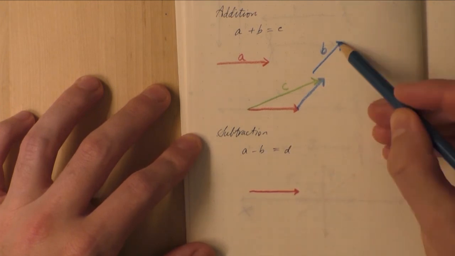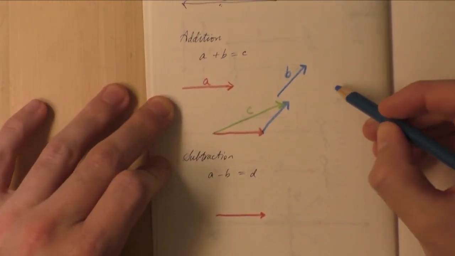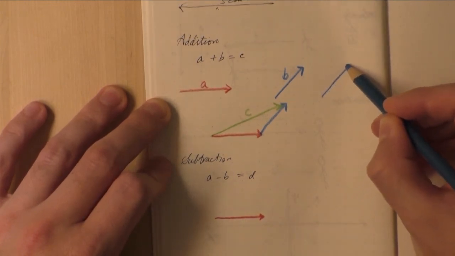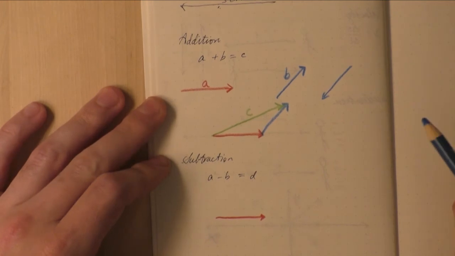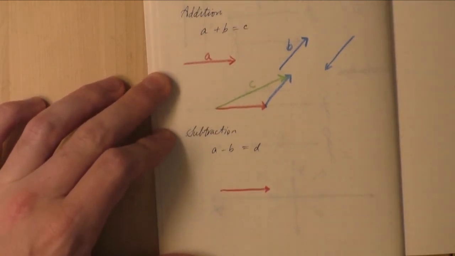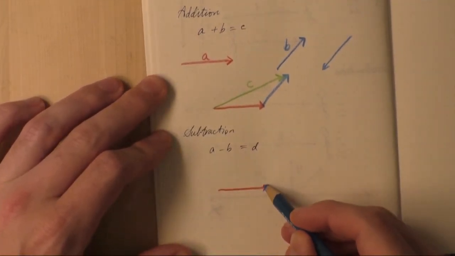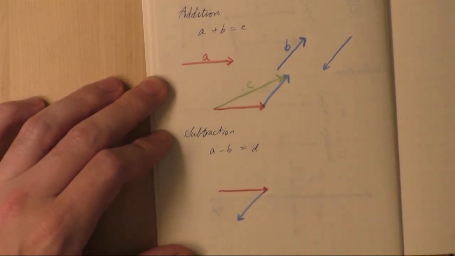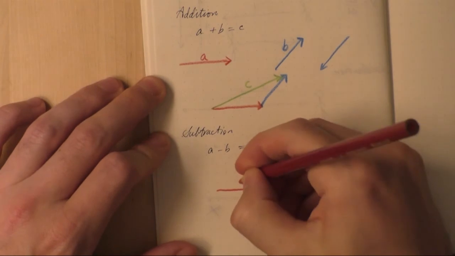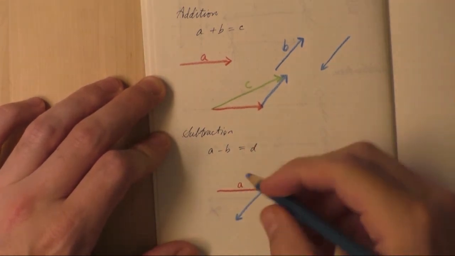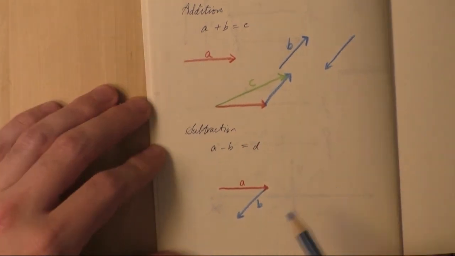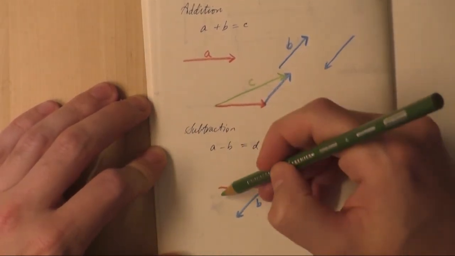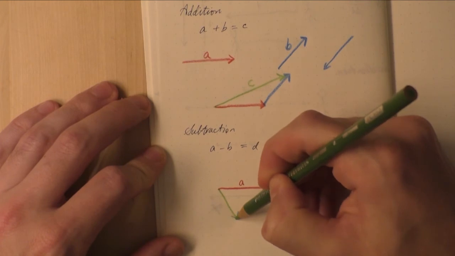And if vector B is like this, the opposite of it is going to look like, let's see, 1, 2, 3. It's going to look like this. So I'm going to take this and add it to vector A. So here we go, 1, 2, 3. There we are. That is A and B. So vector D is just going to be from the beginning to the end of both of them. So like that.